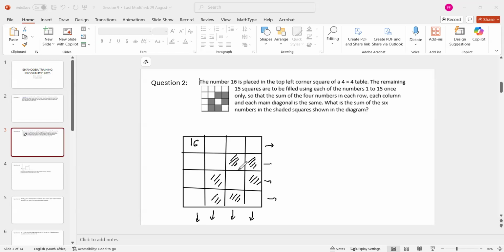So it looks like quite a difficult problem because you don't know what numbers go in here, right? There are any numbers from 1 to 15, which goes in here, and so you don't know what these are. So this is the power of mathematics.